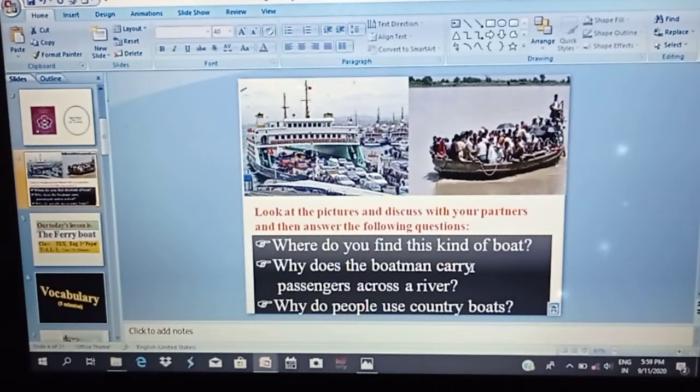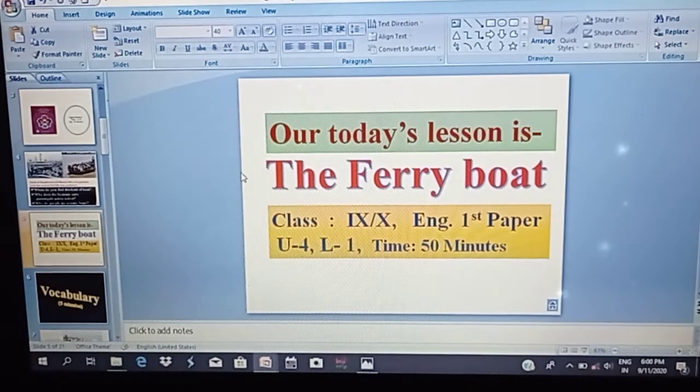Where do you find this kind of boat? Now you will think about these questions. Where do you find this kind of boat? Why does the boatman carry passengers across the river? Why do people use country boats? I think you all know the answer. This is a very easy question, because we know people use ferry boats to cross the river. So our today's lesson is the ferry boat. Yes, you have guessed right.